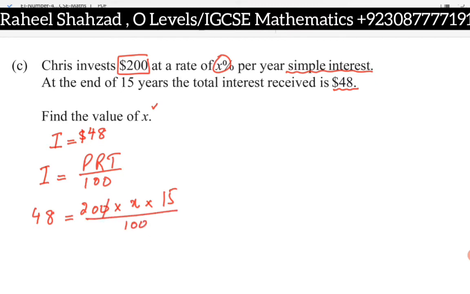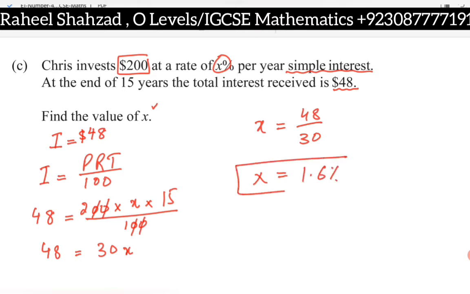Now we can simplify it, we can cancel these 0s. 15 2s are 30, X is equal to 48. So we're looking for X, that is equal to 48 divided by 30. So the value of X will be equal to 48 divided by 30, that is equal to 1.6%. So your value of X, the interest rate, is 1.6%. Okay.